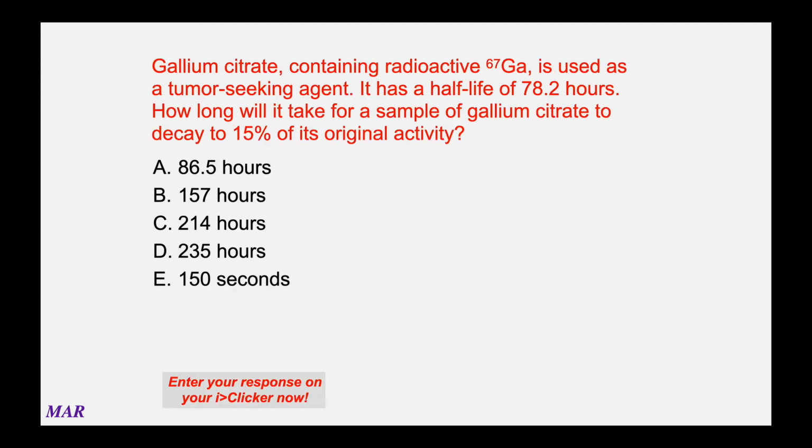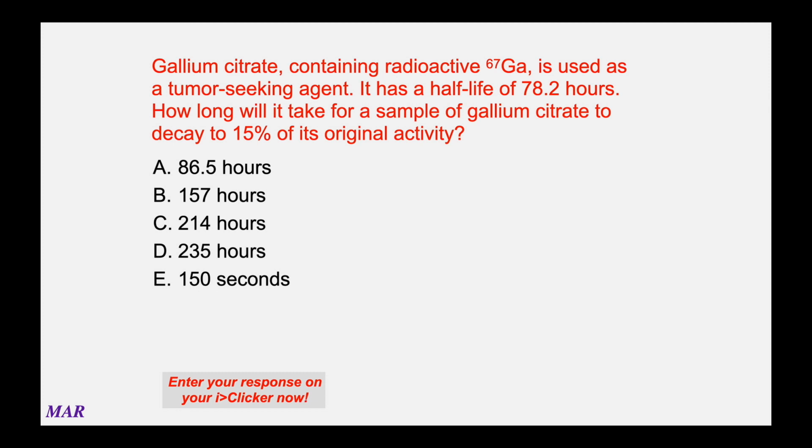Cool for school. Gallium citrate has radioactive gallium-67. It's used for tumor-seeking agents. It has a half-life of 78.2 hours. How long will it take for a sample of gallium citrate to decay to 15% of its original activity? One of these answers here will be correct. See if you can figure out which one it's going to be. I recommend pausing the video. You can unpause it when you're ready to talk about the answer. Pause the video now.